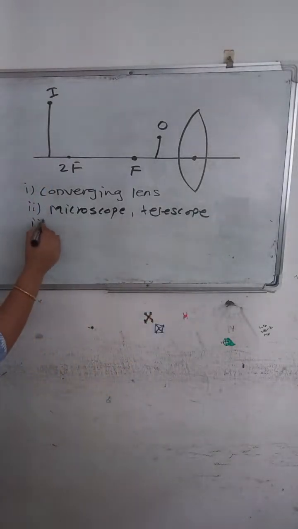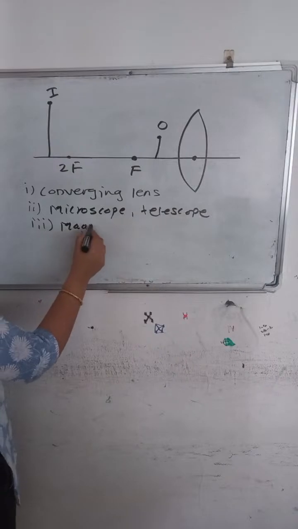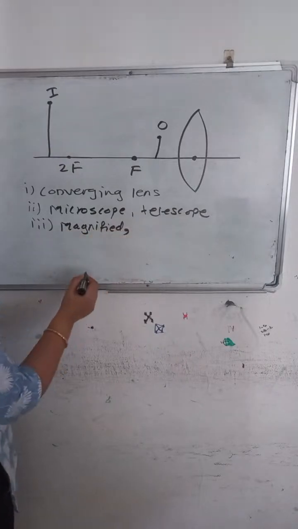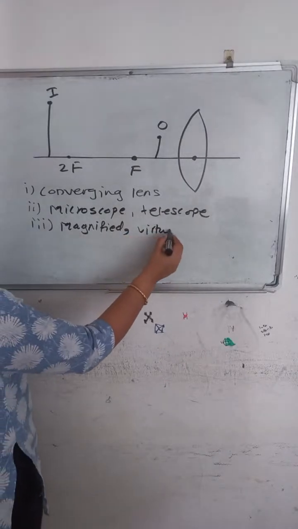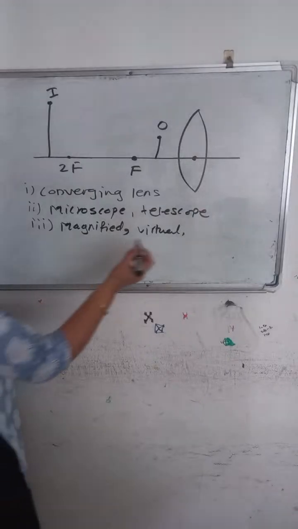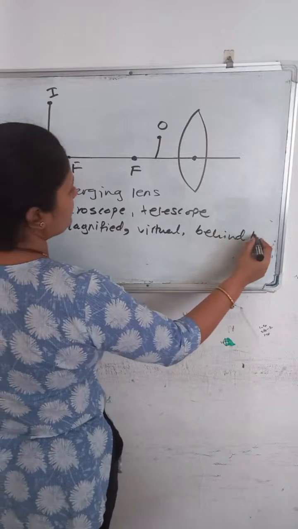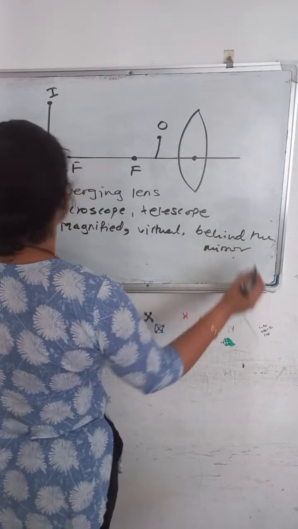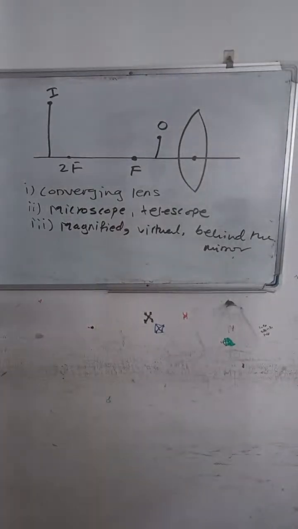Third, now it's very important, list three characteristics. The first one is given: magnified image. This is not a real image, we are getting a virtual image. As well as we can say that we are getting this behind the mirror. These are the three characteristics we are getting from this ray diagram. Very important and very easy. If you know all the concepts, then only you can feel it is easier. Copy this or take a screenshot.